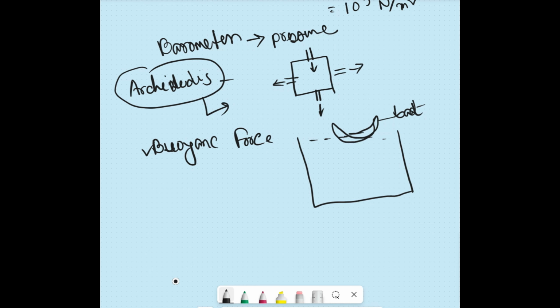If there is an object on water, and obviously the weight of the object, so this is actually a boat, so when we keep it on water, there will be a force which is the weight of this boat towards this direction, say this is W, and of course the water will give another force upward, and this upward force is the buoyancy force, right?